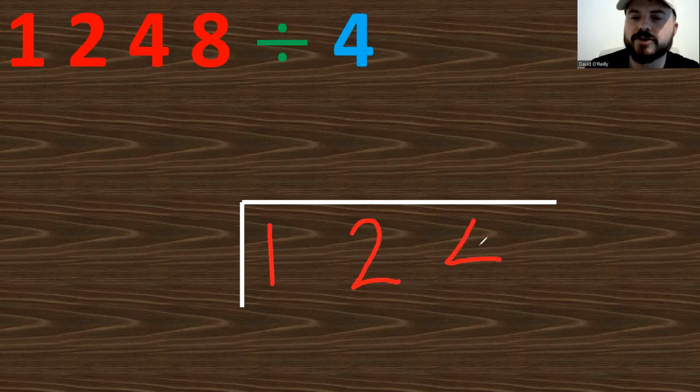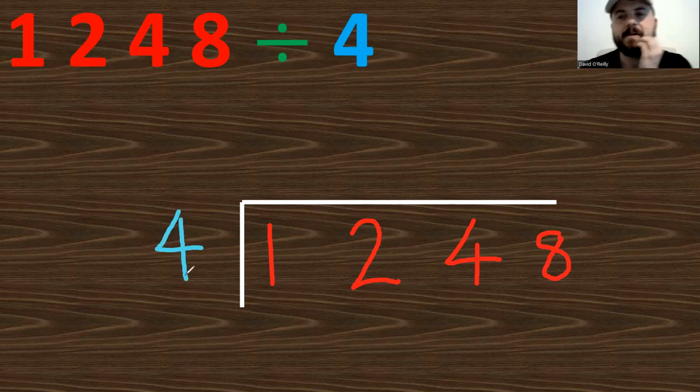Okay, so we put our number that's being divided underneath the bus stop. So we've got 1, 2, 4, 8. And on the outside, we put the number it's being divided by. This is 4. Okay, how many times does 4 go into 1? 4 is bigger than 1. 4 doesn't go into 1.